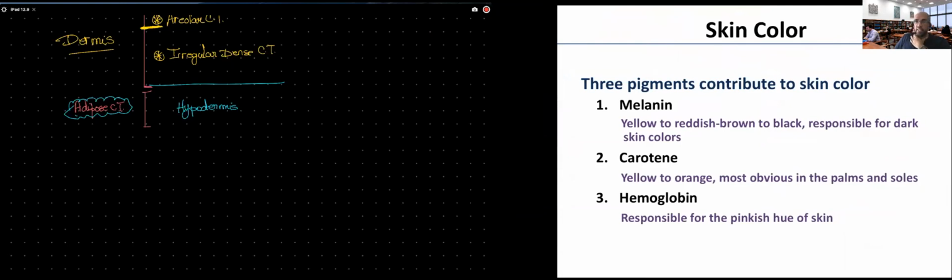Having a look on here at the skin color, we have three major pigments that will normally be determining the skin color. The first one is the melanin. Again, when did I have the melanin granules? Can you remind me? In what layer of the skin did I have melanin granules?